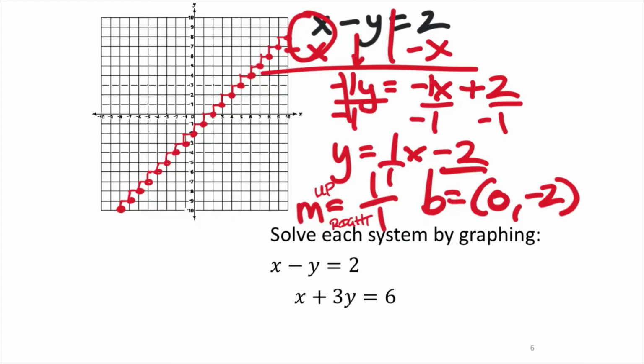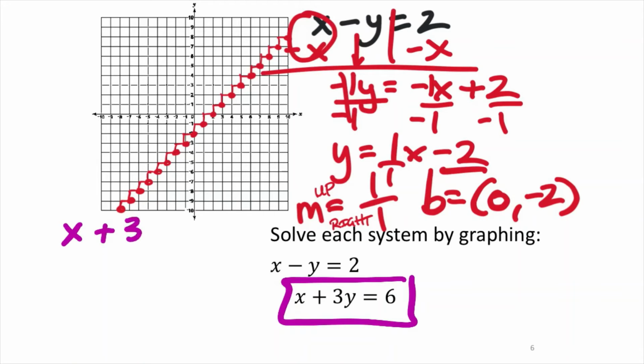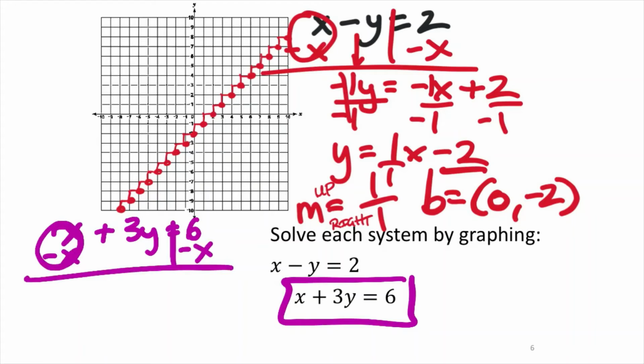So I'm going to take this second equation, which I'm gonna do in purple, and I'm gonna change it into slope-intercept form first, right? So x plus 3y equals 6, and I need to get rid of that x, so minus x from both sides. I'll zero that out, drop the 3y, and we can see that we can always change an equation that's in this form into slope-intercept form in 2 steps.